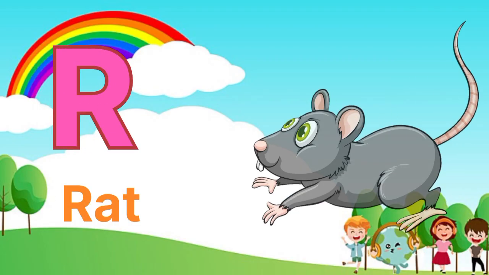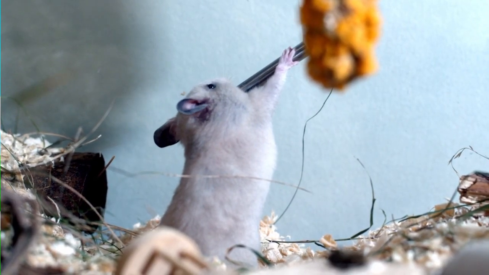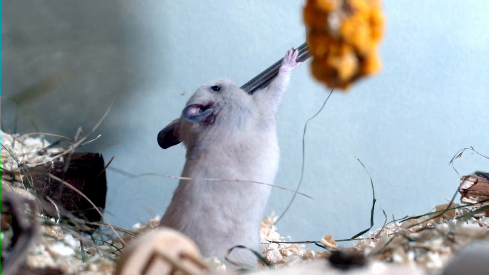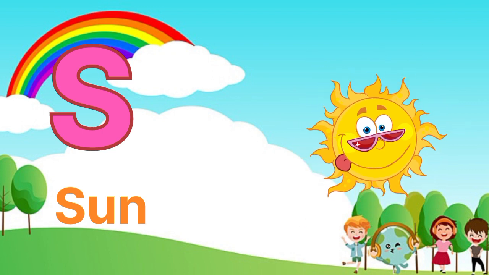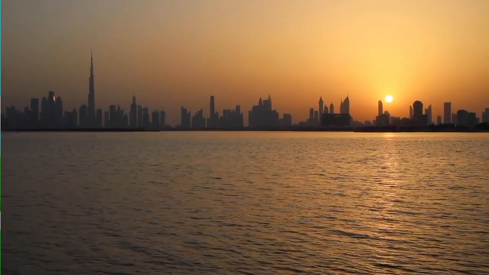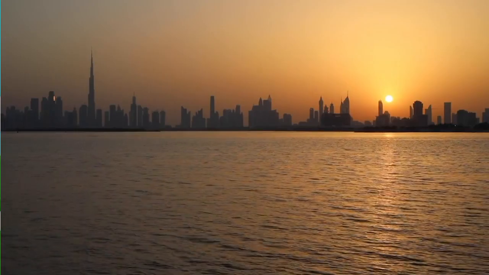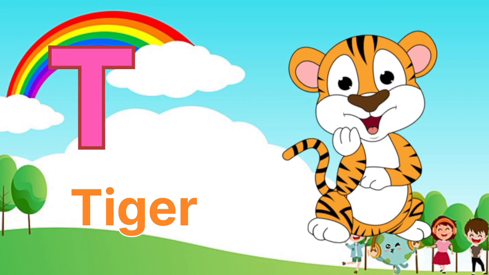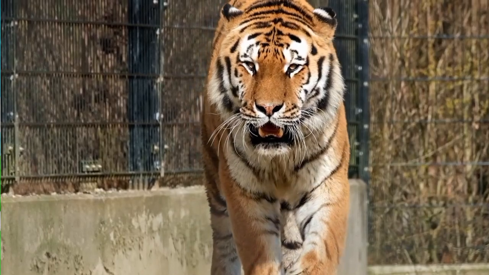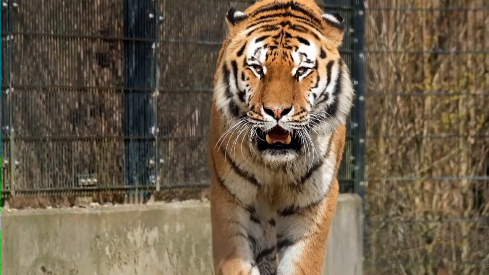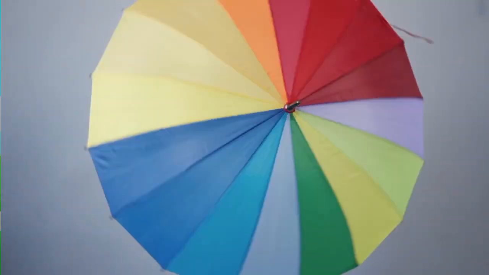R for rat. R for rat. S for sun. S for sun. T for tiger. T for tiger. U for umbrella. U for umbrella.